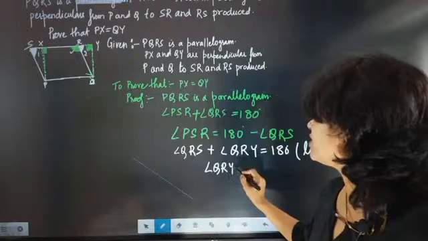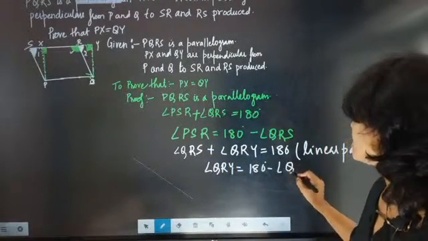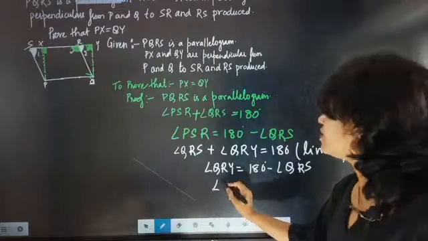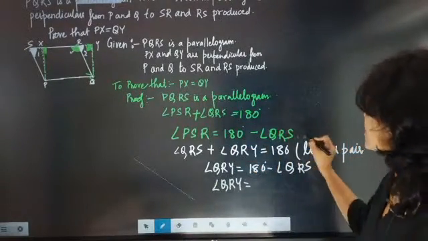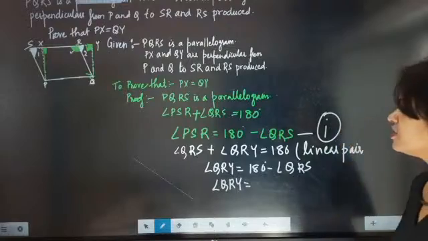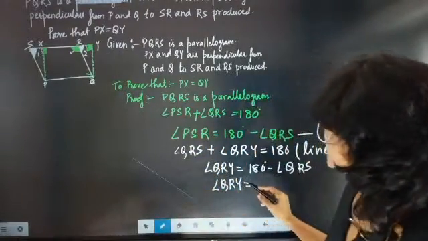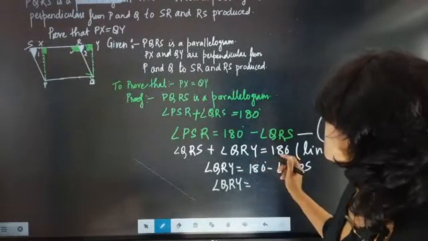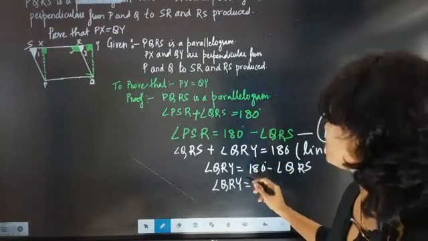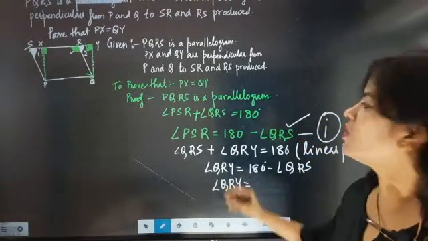So angle QRY will be equal to 180 degree minus angle QRS, shifting QRS to that side. So QRY is 180 minus angle QRS, and 180 minus angle QRS is PSR.